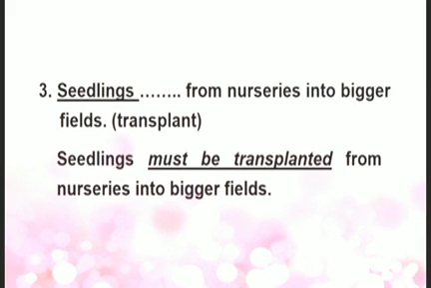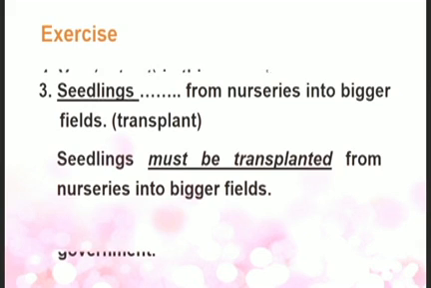Now, let's look at number 3. The given sentence is: Seedlings transplant from nurseries into bigger fields. In this sentence, the subject seedlings is a receiver, and it has to be rewritten into passive voice. So, the correct answer is: Seedlings must be transplanted from nurseries into bigger fields.